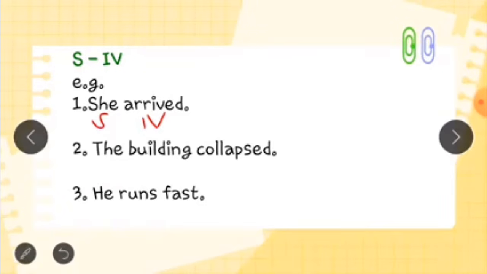The building collapsed. Building is the subject, collapse is the intransitive verb. He runs fast. He is the subject, runs is the intransitive verb. Fast is an adverb modifying the verb runs. These sentences do not have an object.